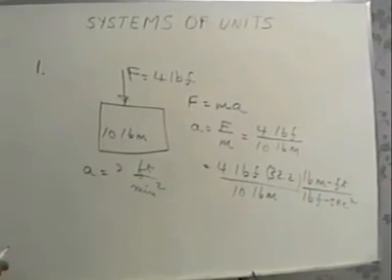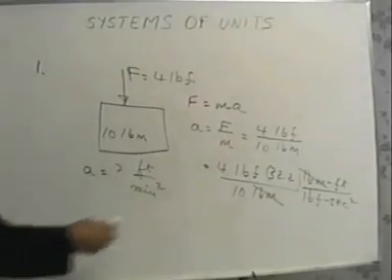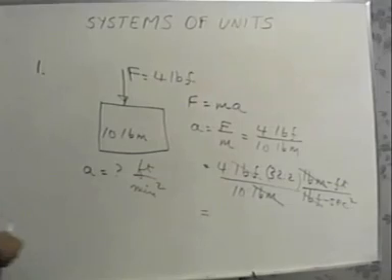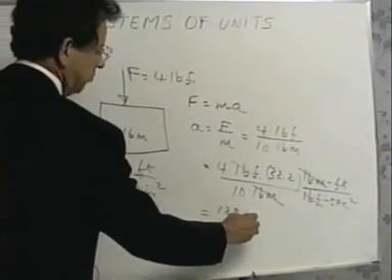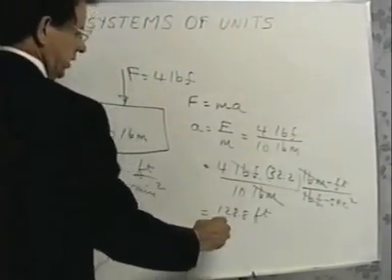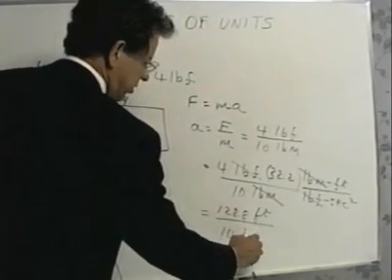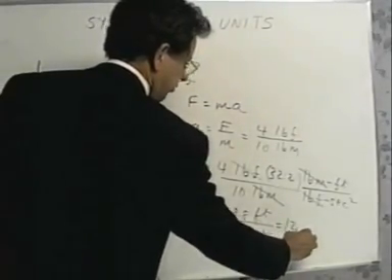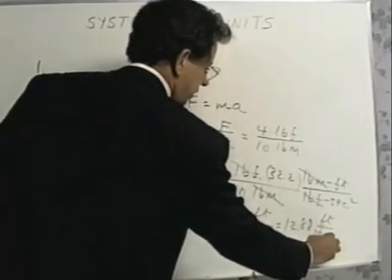Well, notice how nicely the units are going to cancel now. lbm, lbm go out, lbf, lbf go out, and what we're left with is 4 times 32.2, which is 128.8, and the units, of course, would be feet. And down below we have 10, and the units would be seconds squared. So the result is 12.88 feet per second squared.